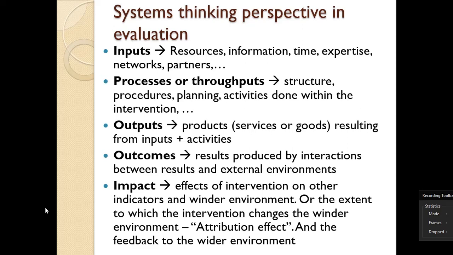Then the other one is the outputs: the products, services or goods that result from a combination of inputs and activities. Without inputs and activities, you wouldn't have outputs. So to have outputs, you must have well-established inputs and well-established activities, and the combination of those can produce a certain kind of outputs. Then a combination of outputs and processes influences what kind of outcomes would be produced. The outcomes can also be influenced by, for instance, external environments.